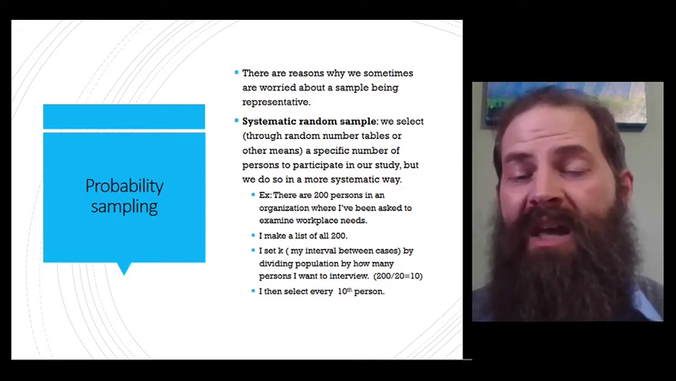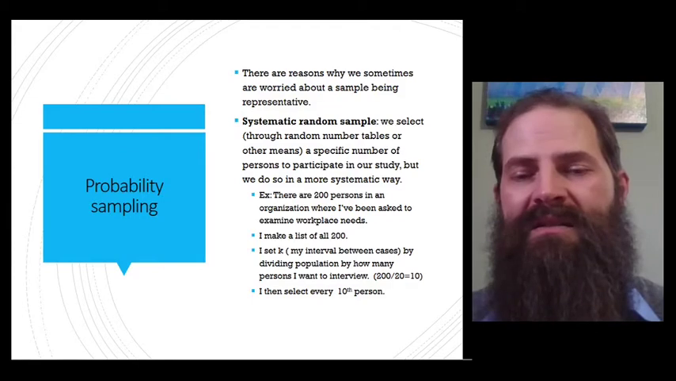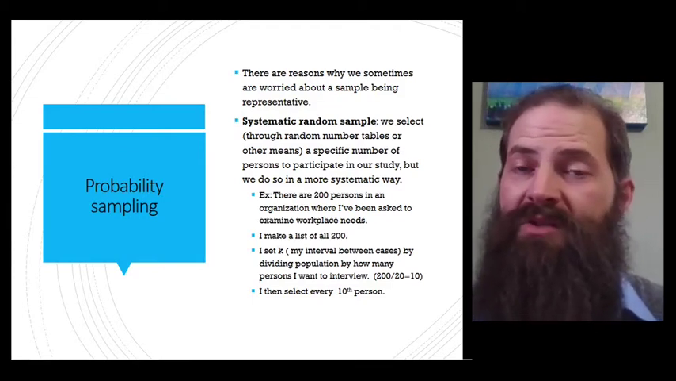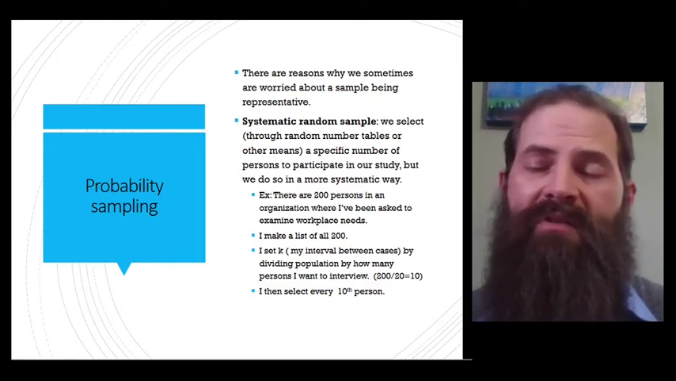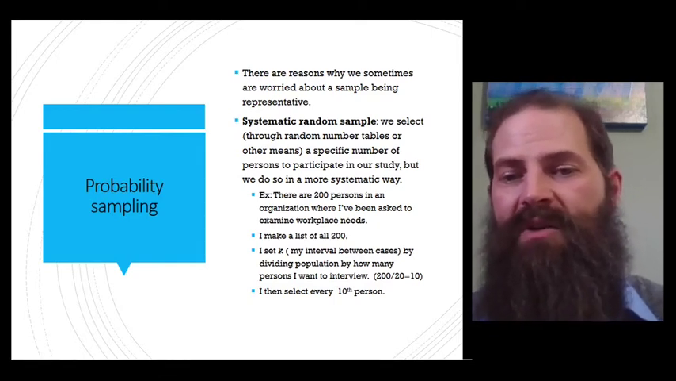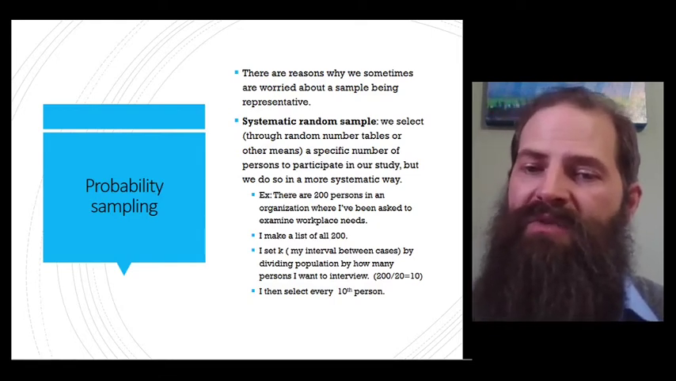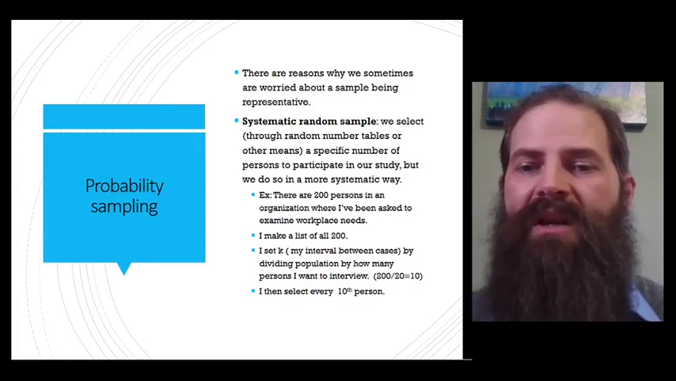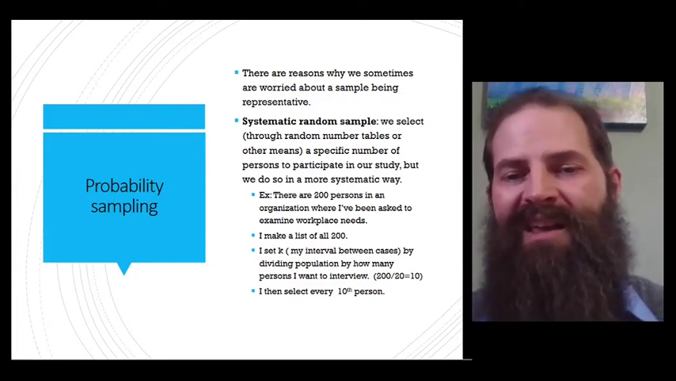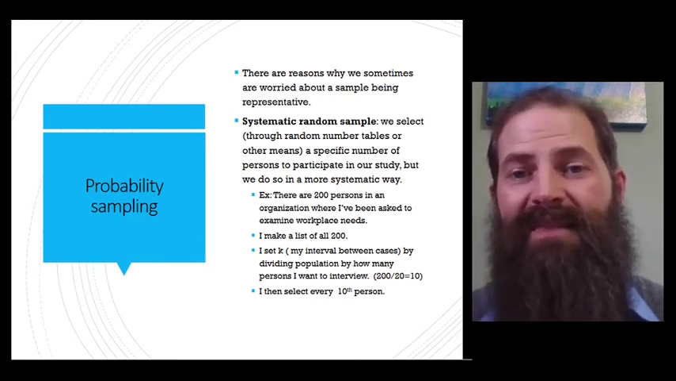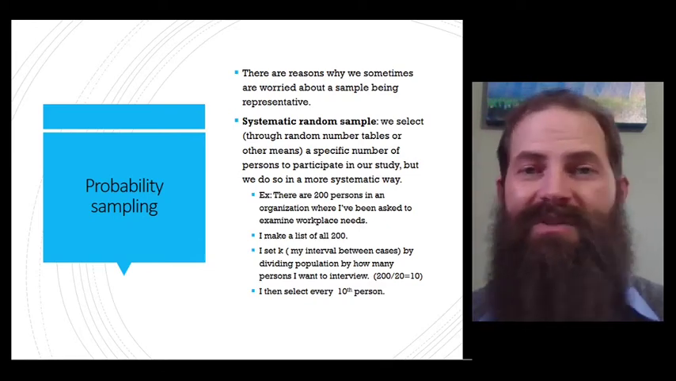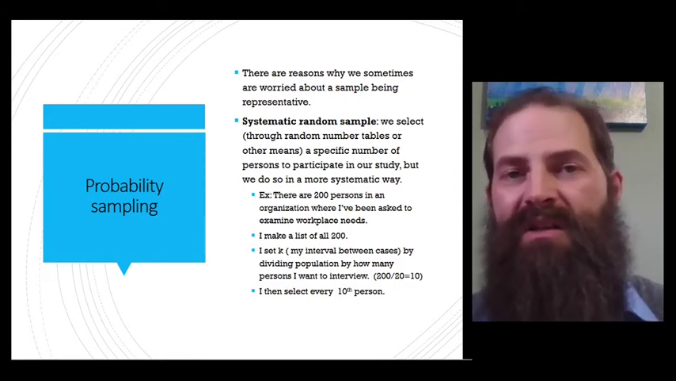And again, K, your interval between cases, is set by taking your population, the total number of people, and noting how many people you plan to survey or interview, and you divide those and you get your number. So in this case, a population of 200 and a sample size of 20 means that my K is 10. And I'm selecting every 10th person to be included. Seems simple, right? We're just using a nice, easy, simple system of picking who would be included.